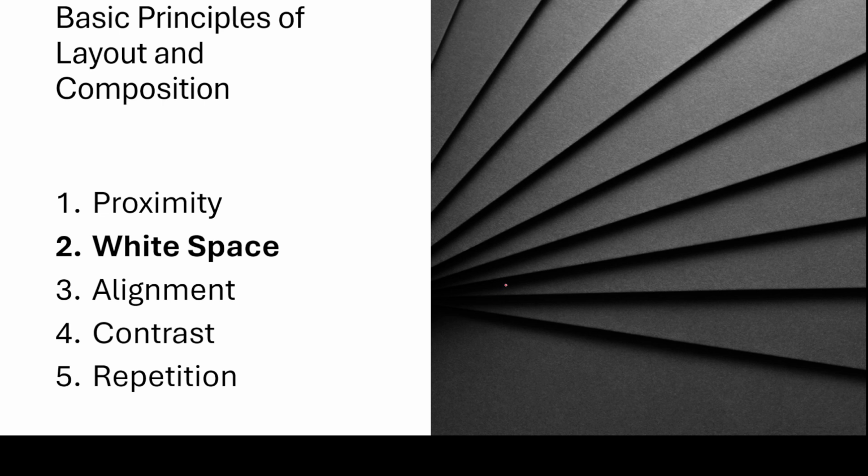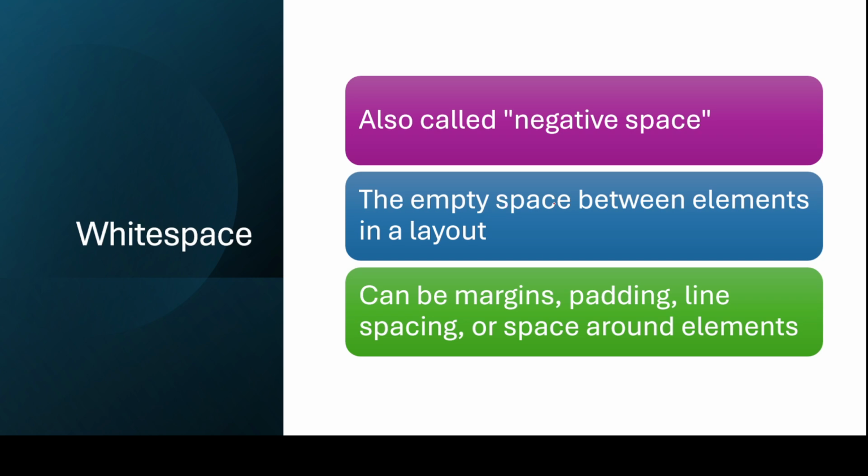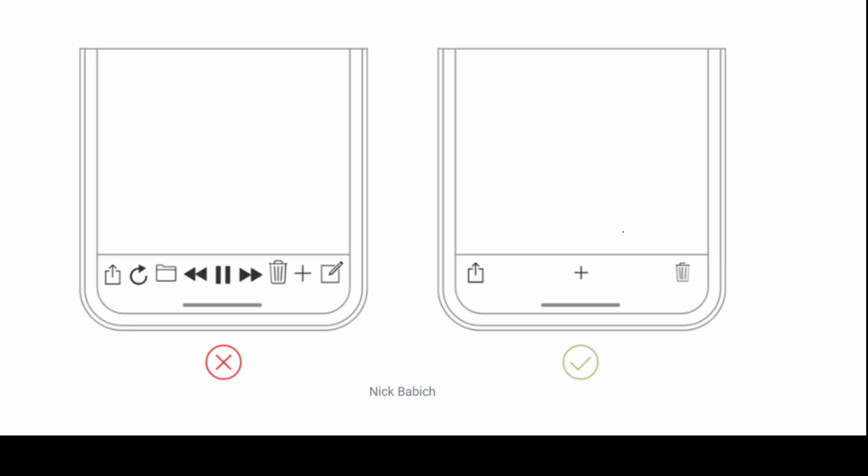Right, next, the principle of layout and composition is the clever use of white space. This is related to proximity. Sometimes white space is called negative space, where the white space can allow users to navigate easily. This empty space located in between elements in the layout helps users to navigate.